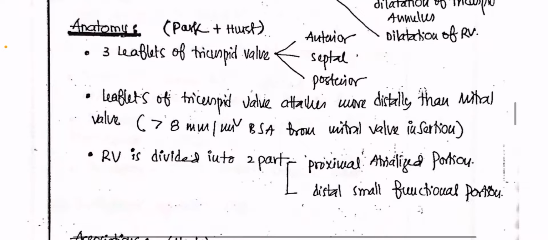Now the anatomy. Three leaflets of tricuspid valve: anterior, septal and posterior leaflet. Leaflets of the tricuspid valve attach more distally than the mitral valve, that is more than 8 mm per meter square body surface area from mitral valve insertions. RV is divided into two parts, proximal atrialized portion and distal small functional portion.